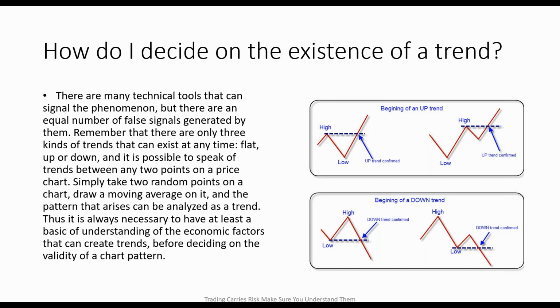And it is possible to speak of trends between any 2 points on a price chart. Simply take two random points on the chart and draw a moving average on it. And the pattern that arises can be analyzed. Now remember, there's a big difference between trends and trend lines. We are not talking about trend lines. We are talking about trends, which is the overall movement of a market.